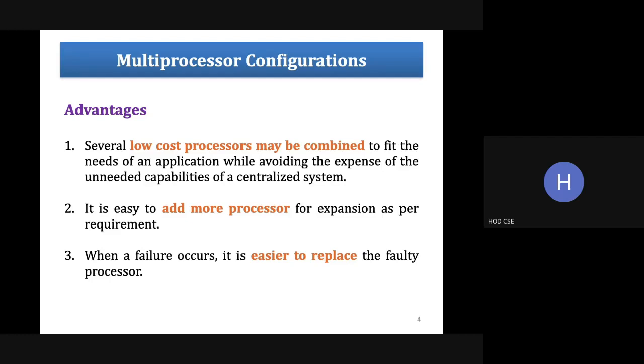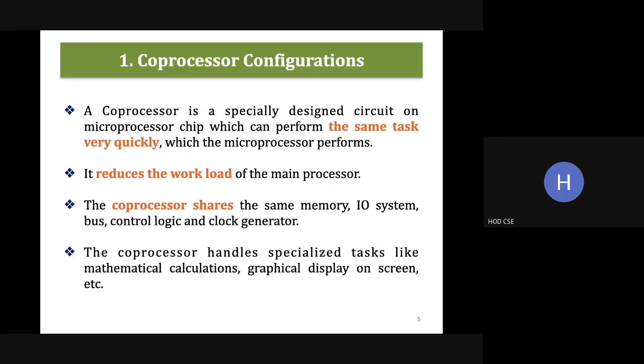The advantages of multiprocessor configuration are that a larger number of low-cost processors can be combined together, and if you want to add one more processor, it can be added, so we can add more processors. If there is any fault in any processor, it can be replaced also. These are the main advantages of the multiprocessor configuration. The first one is the coprocessor configuration.